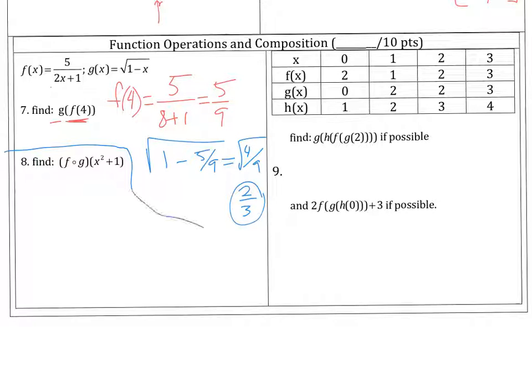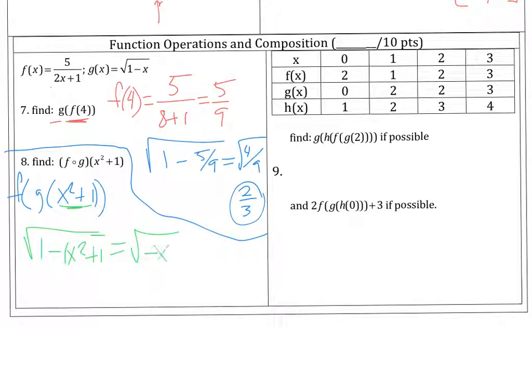The second one, this is my least favorite notation in the world. This just means f of g of x, where g of x is x squared plus 1. And when we go to plug some things in, we're going to see what happens there. So I'm going to plug x squared plus 1 into g of x first, and that's going to look like the square root of 1 minus (x squared plus 1), which happens to give us the square root of -x squared.